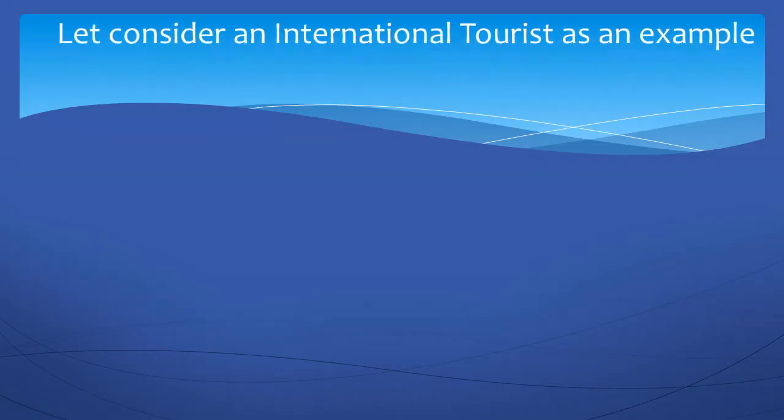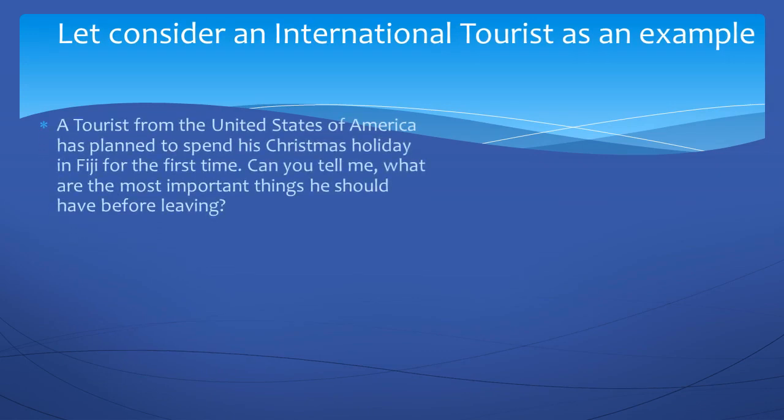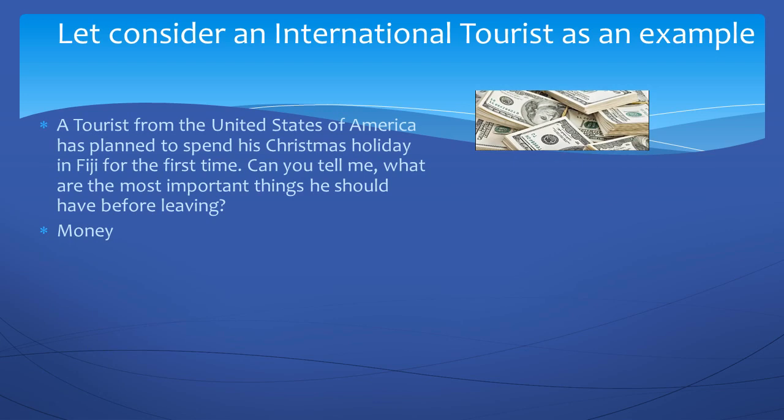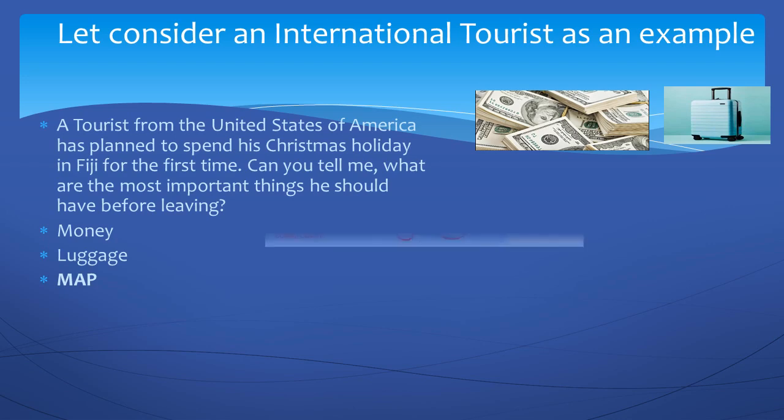Okay, students, let's consider an international tourist as an example. A tourist from the United States of America has planned to spend his Christmas holiday in Fiji for the first time. Can you tell me what are the most important things he should have before leaving? Okay, yes, money. What else? Luggage, right? What else? Alright, map, right? A map.